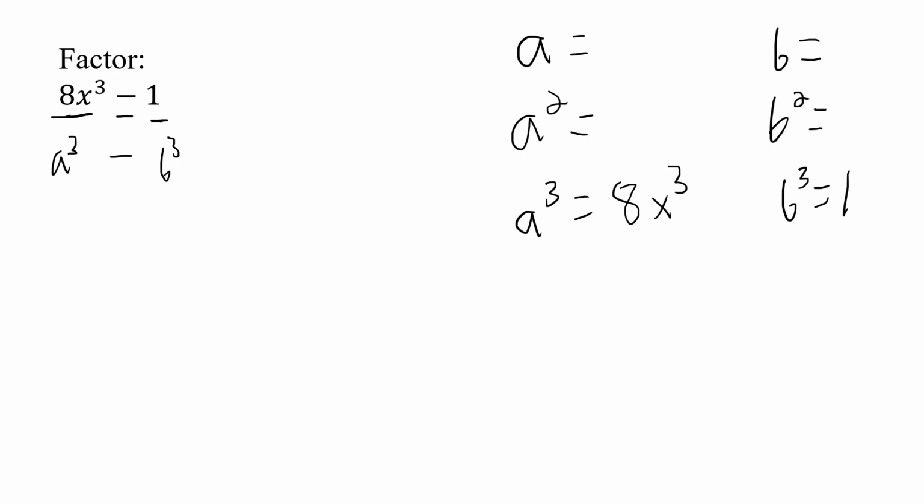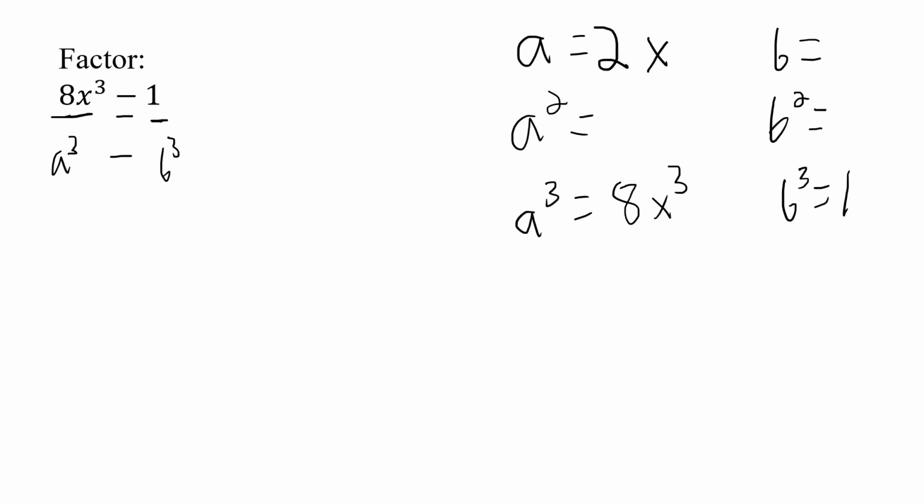All right. Now what we need to do is we need to drop the cubes on our a. Dropping the cube on the x is pretty easy. We just go from x cubed to x, right? The 8 is a little bit more difficult. If you don't know what the cube root of 8 is off the top of your head, you can do it in your calculator. What you'll get is 2. So 2 times 2 times 2 is 8.